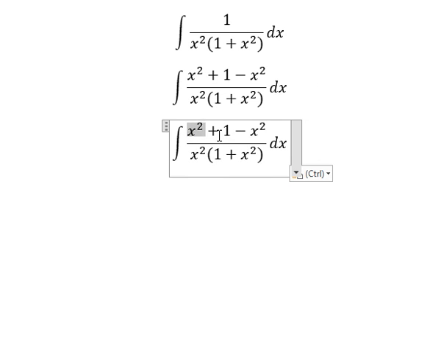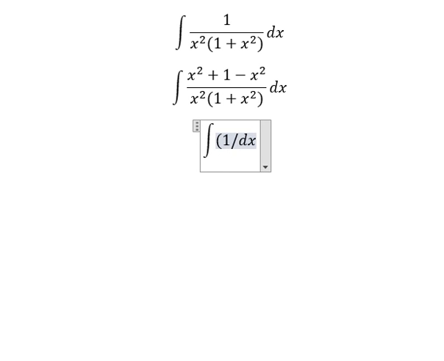So this one divided by this one. So we have 1, x squared divided by x squared, we have 1. And now we have it like this.